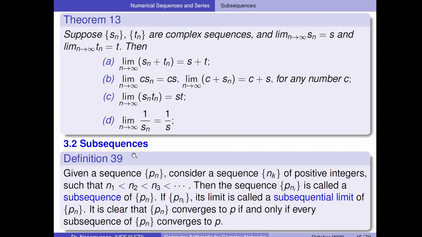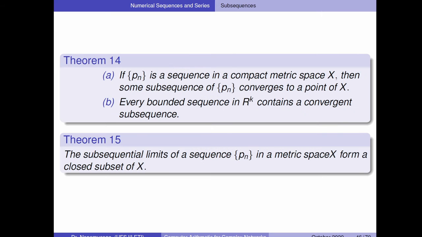Subsequence. A subsequence is not so difficult, because if you take a subsequence, you are going to have the same result as well. Theorem 14: if Pn is a sequence in a compact metric space X, then some subsequence of Pn converges to a point of X. Every bounded sequence in R^k contains a convergent subsequence. The subsequential limits of a sequence Pn in a metric space X form a closed subset of X.